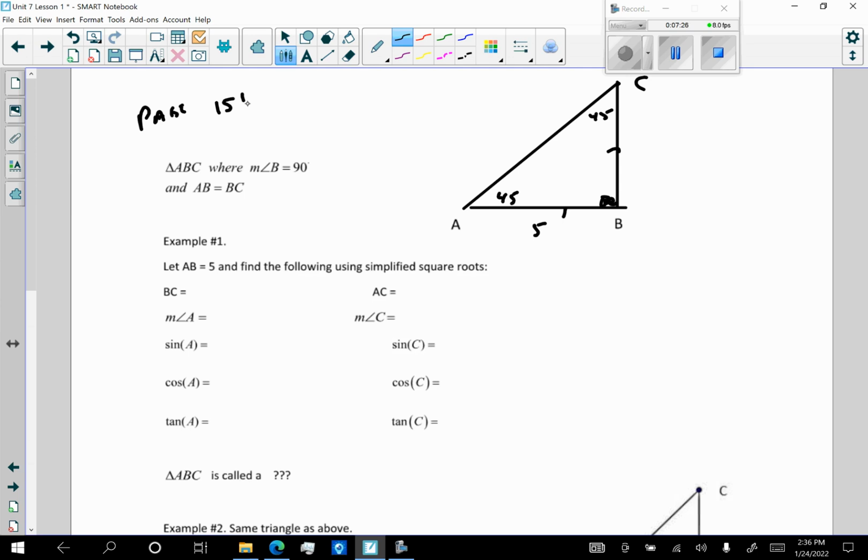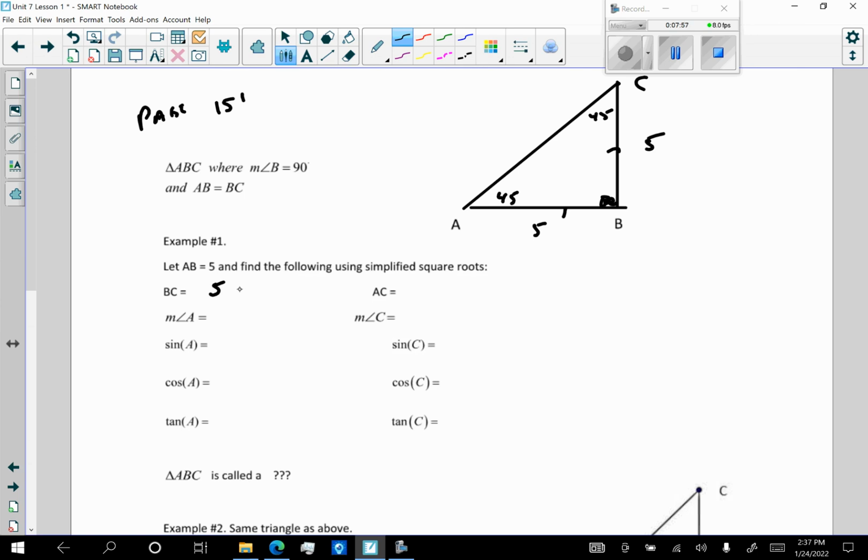I have triangle ABC where the measure of angle B is 90. Got it right there, where AB is equal to BC. Right there we go. These things are congruent. Example number 1, let AB equal 5. So I have 5. If AB is equal to BC, then this guy is 5 as well. So BC is equal, it's 5, not B, silly. So this guy here is 5.